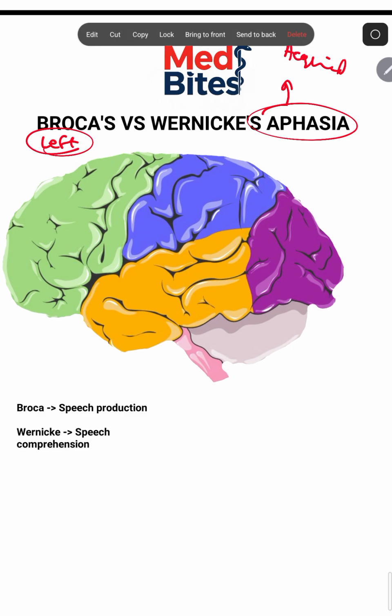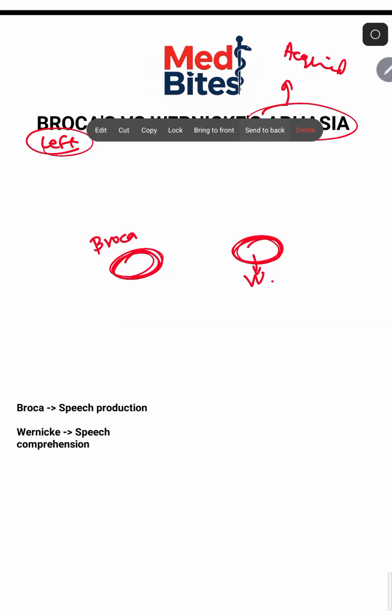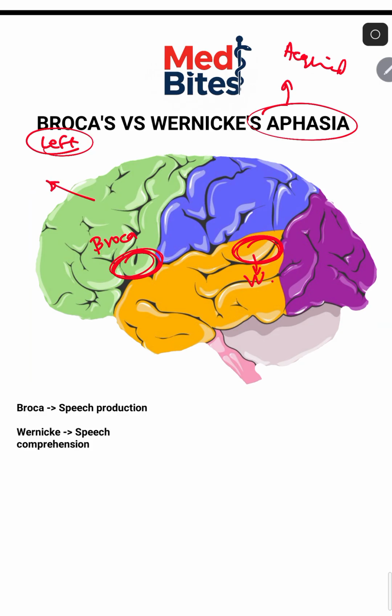What are these? These are the lobes of the brain. So we've got the frontal lobe here, the parietal lobe here, occipital here, temporal. This is the cerebellum and the brainstem. We're only going to be dealing with the frontal lobe and the temporal lobe for this video.